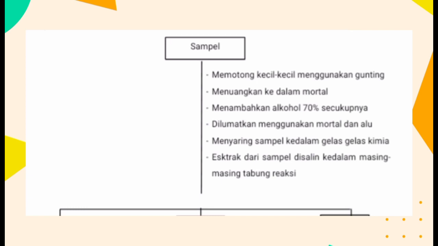First, cut the sample into small pieces using scissors. Put the sample into the mortar. Then add 70% alcohol. Then pulverize with a mortar and pestle. Then filter the sample into a beaker. And put the extract of each sample into a test tube.